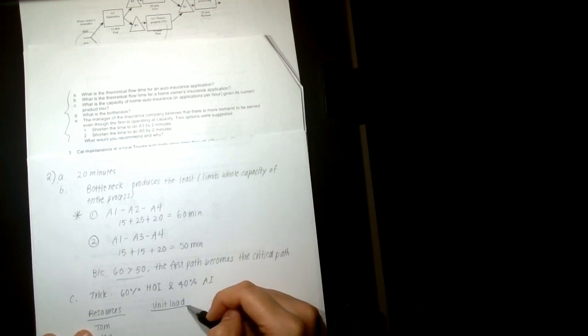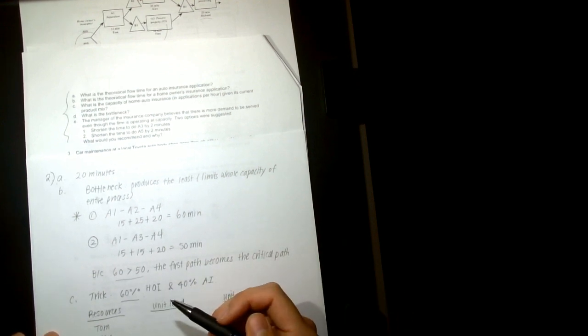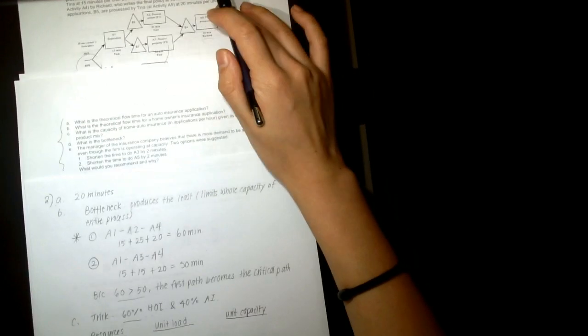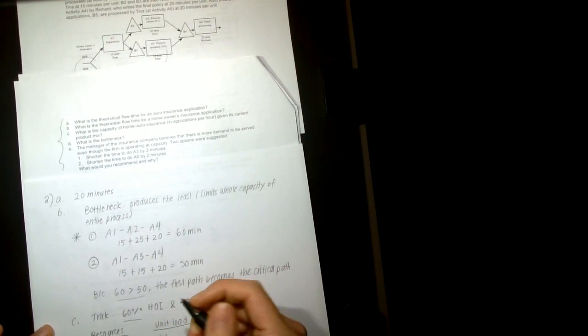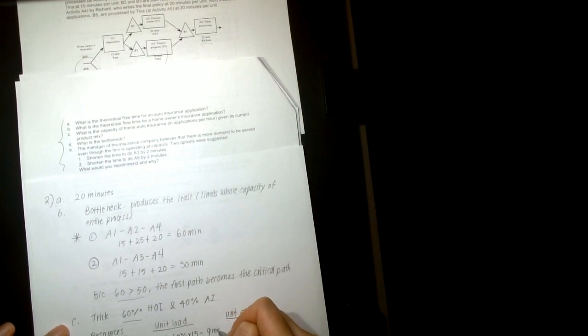So how do you find the unit load of Tom? So we need to know that only 60% of the homeowner's insurance goes through the process here. Okay, and we assume that theoretical flow time means that there's no wait time. So what we need to do is, unit load is 60% times whatever is given here for Tom, 15. So this is equal to 9 minutes. The second is 60% times, for Alex, he works at 25 minutes per application, and this is 15 minutes.